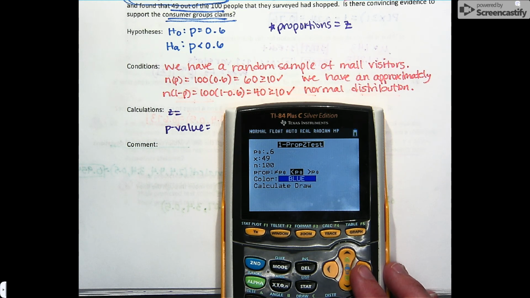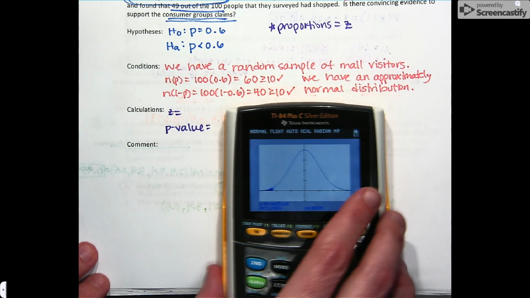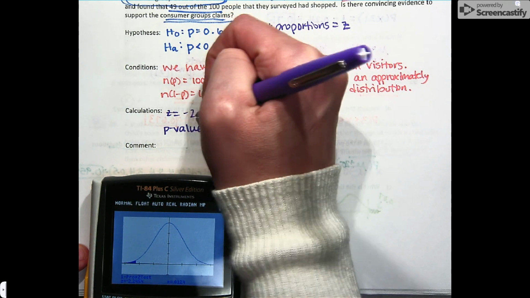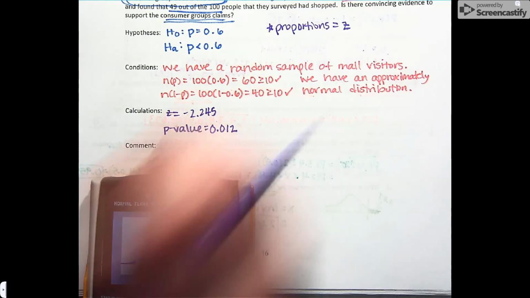And I'm just going to hit draw. Doesn't matter if you hit draw or calculate. Draw will show the curve, and it'll show us our values below here. So I get a z-score of negative 2.245 and a p-value of 0.012.